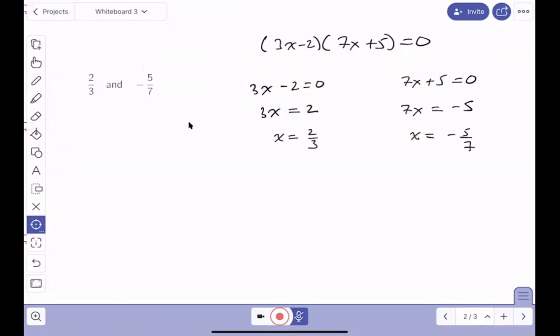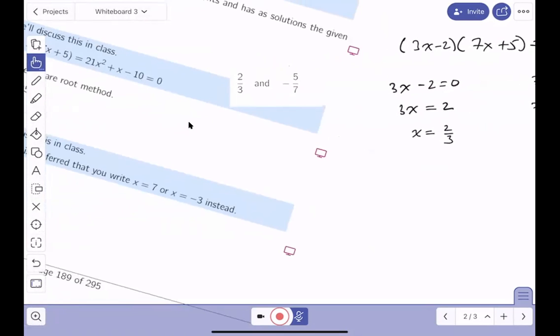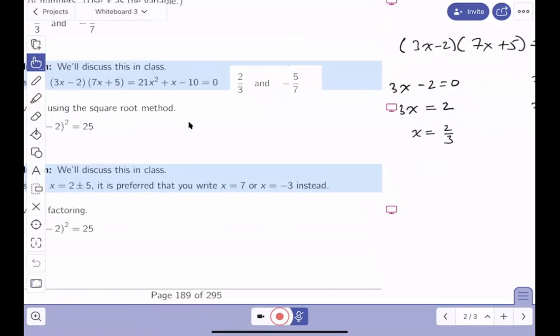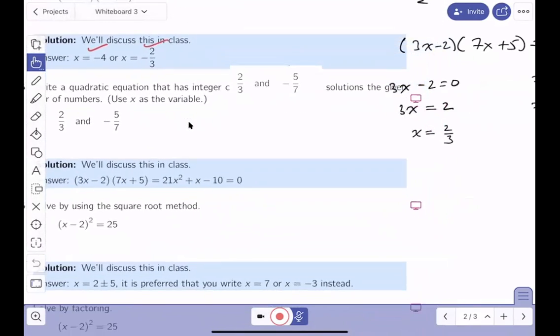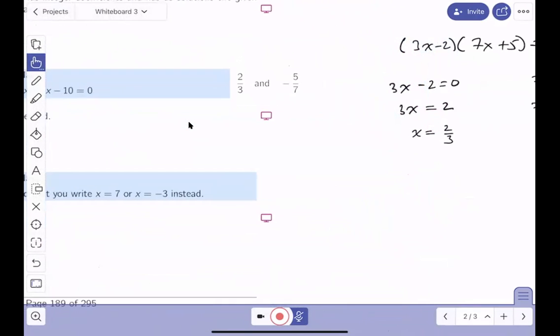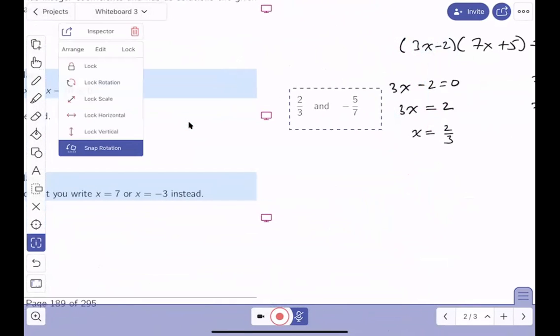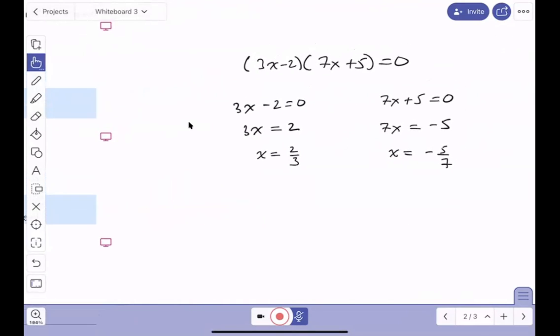Now, by the way, they want me to write the equation down. I'll make sure you understand what I mean by that. I'll go back to the words. And it says over here, write a quadratic equation down with integer coefficients. Well, I'm getting close. All right. Let me get rid of this thing over here.